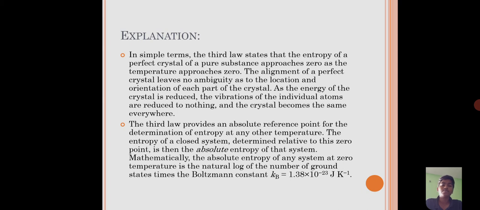Mathematically, the absolute entropy of any system at zero temperature is the natural log of the number of ground states times the Boltzmann constant. Kb equals 1.38 into 10 power minus 23 joule per Kelvin.